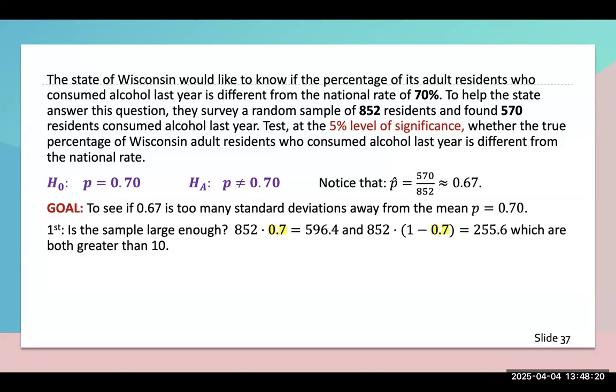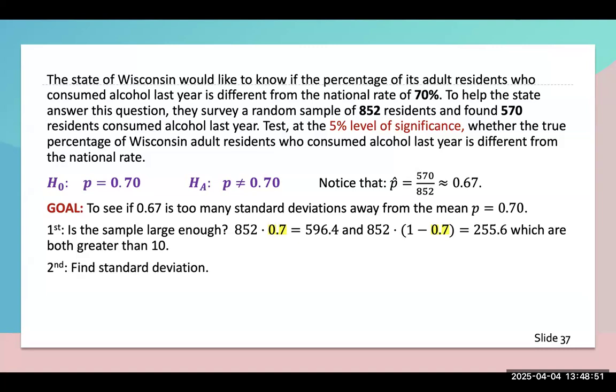Whenever we do any formulas involving standard deviation, or check to see if a sample is large enough, we're not going to use p hat. In fact, we're just going to hold on to p hat until the very end. So all of the formulas you're going to see are going to involve the assumption p. So 852 times 0.7 is about 596. And 852 times 1 minus p is about 256. Both of those numbers are greater than 10, so we can continue.